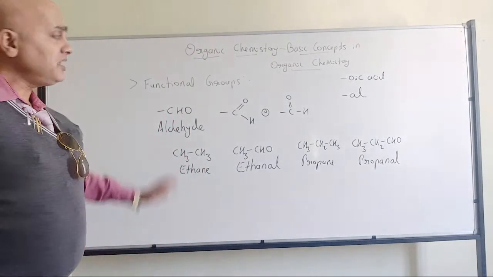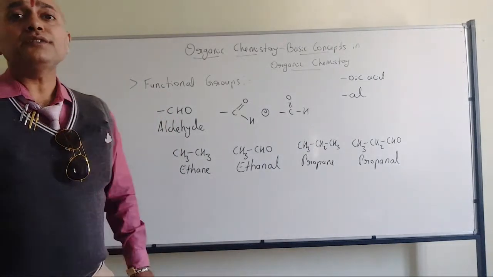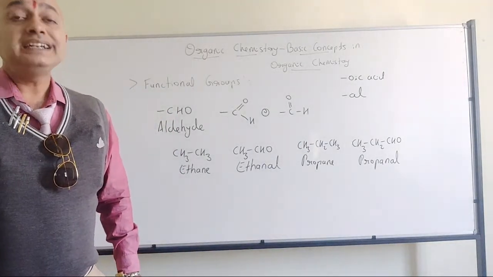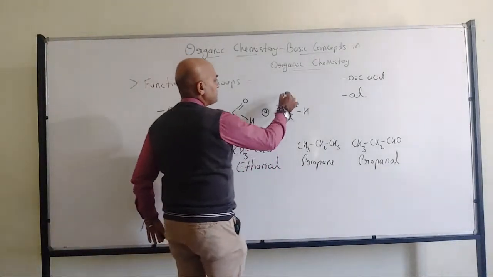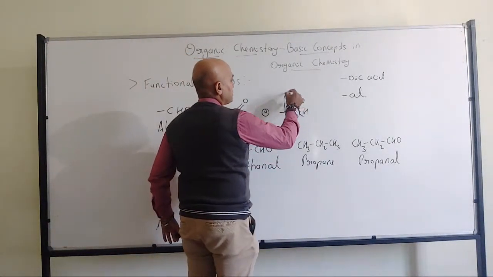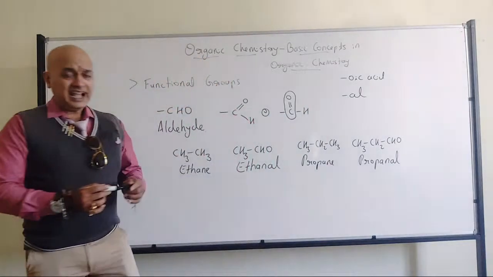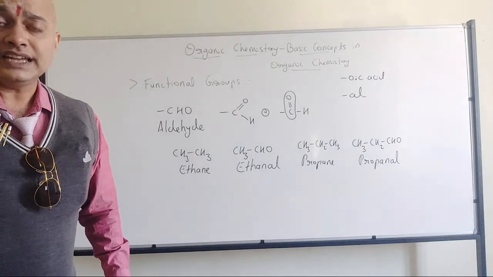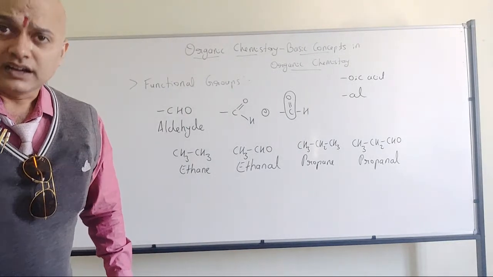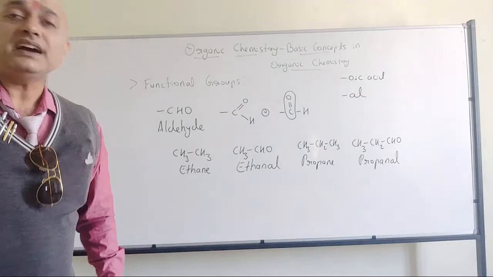All of you have understood? So this is another important functional group, the aldehyde functional group. If you observe it carefully, here also we have the carbonyl group, but there is no OH, it is H. That's where the difference between carboxylic acid and aldehyde lies.